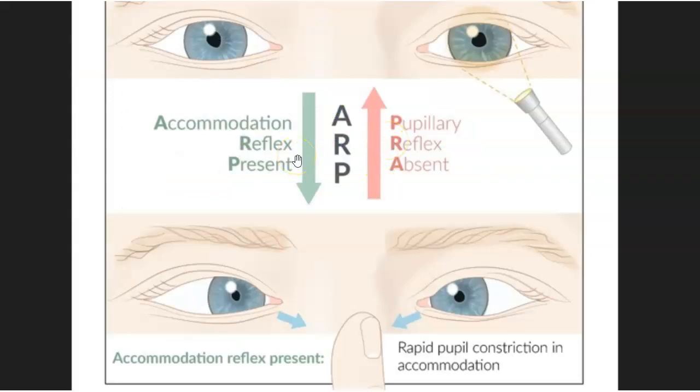So in Argyll-Robertson pupil, the accommodation reflex is present. Remember that the accommodation reflex is present. Like when you bring something near to the eye, the eyes will accommodate, and rapid pupil constriction will occur, while the pupillary light reflex will be absent in Argyll-Robertson pupil.